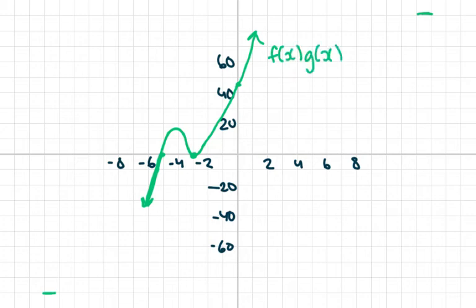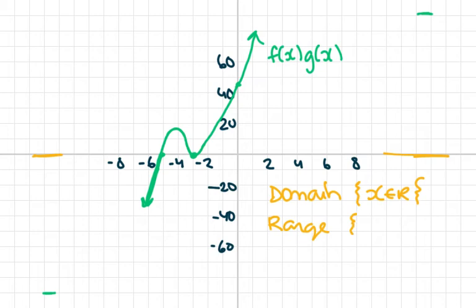Okay, and then we just would like to know what the domain and range of this is. So the domain, which x values are possible for this function? Well, all of them, we can have any on this x-axis. So x is a member of the reals. And the range, which y values are possible? Well, we're going down to negative values and up to positive values, so all y values are possible. Y is a member of the reals.